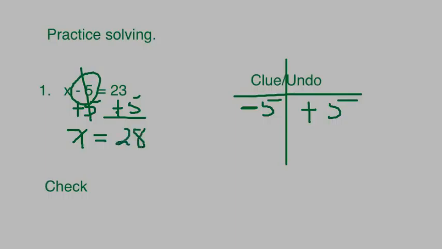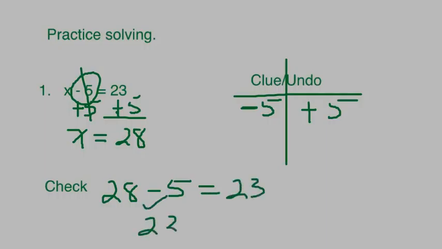I'm going to check that. I'm going to put 28 in for x in my original equation. So 28 minus 5 equals 23. Well, is 28 minus 5 23? Yes. So my check is good.